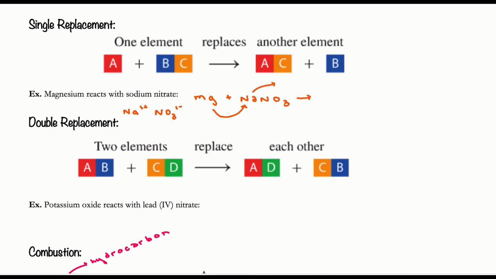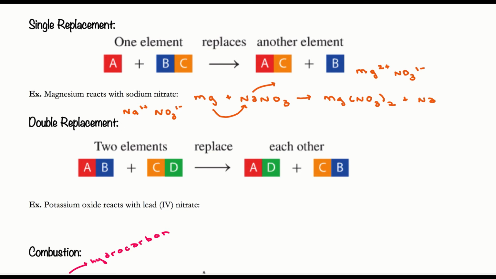But what happens here is magnesium is going to go in and it is going to kick sodium out. And so what you end up getting is magnesium now forming a new compound with nitrate. So I've got to figure out what that compound would be. So that will be MgNO3 because I crossed my charges. And then sodium got kicked out, so it's going to be all by itself. And remember, sodium can be by itself because it is not diatomic.